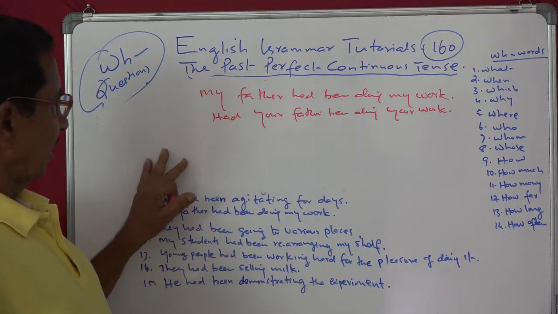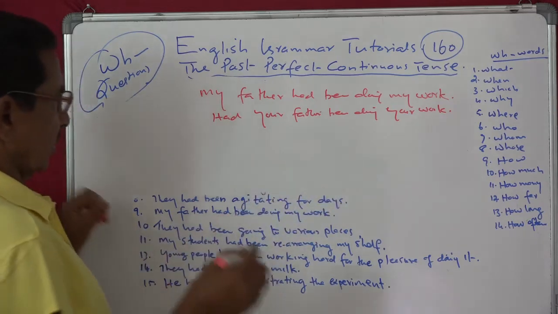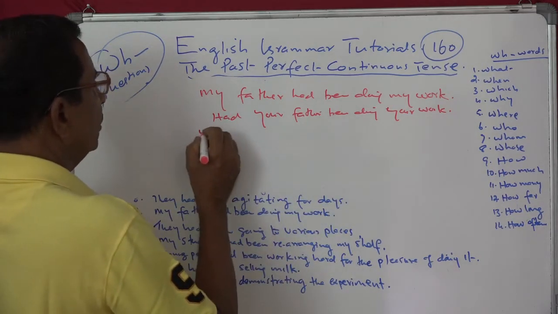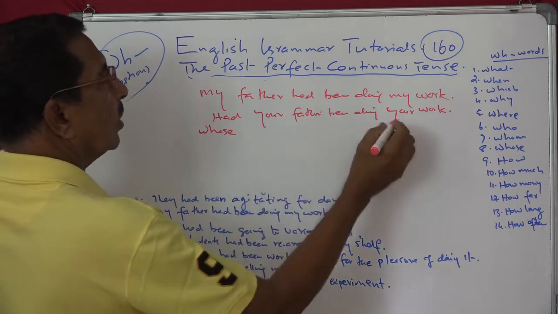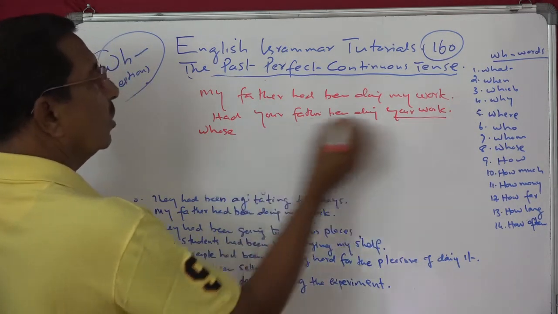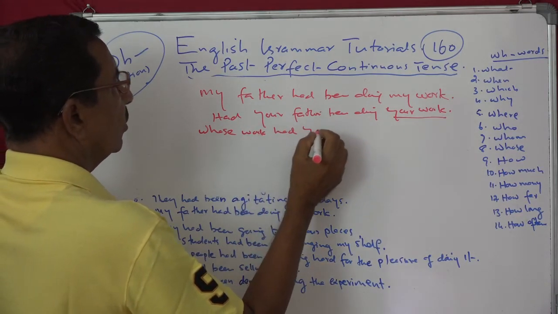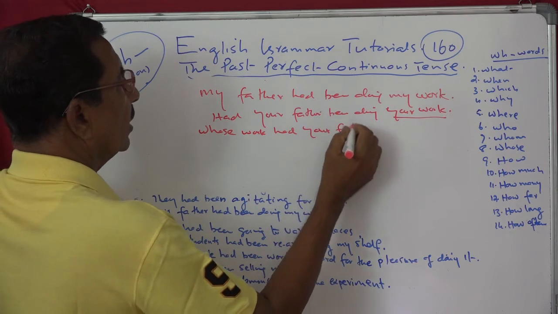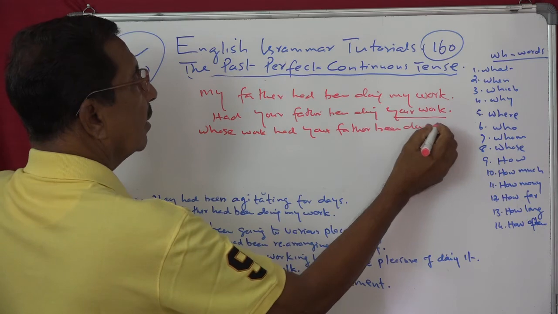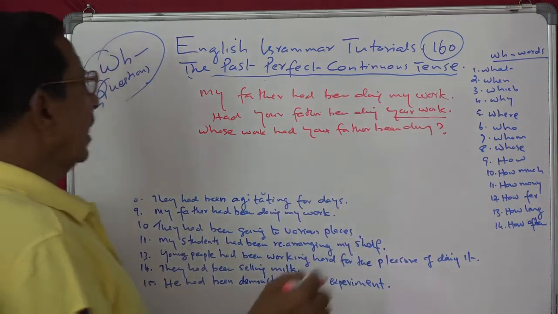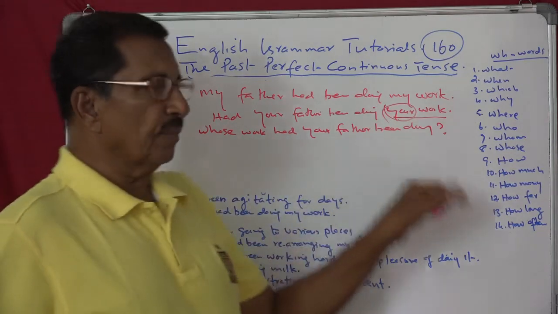So what is the question word that you will take? Let's say again, whose. So then you say, whose your work. That is the name. So whose work had your father been doing? So you want to get the answer as your. So whose work had your father been doing?